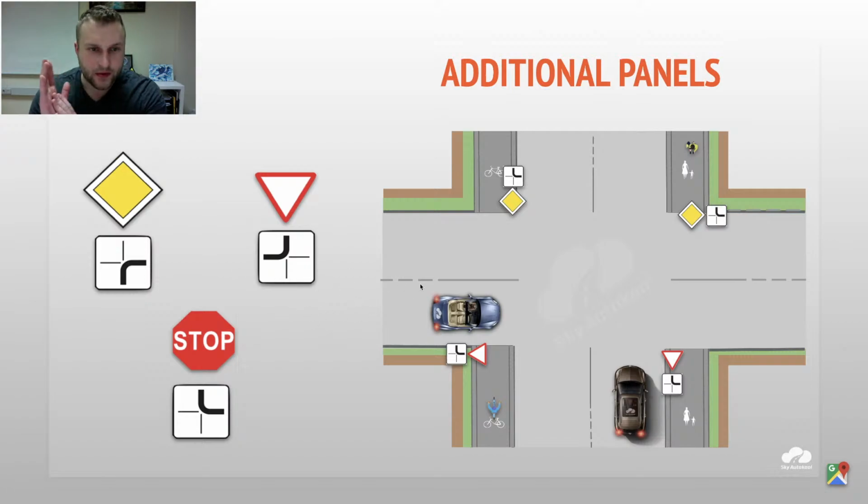So we get back to these priority signs. You remember that the yellow one means main road sign. This triangle means give way sign. Stop means fully stop and give way. And usually they have an additional panel also, so you can see where exactly the main road goes.